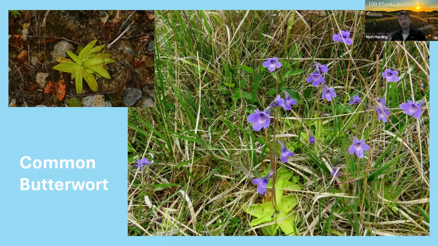It has a fascinating overwintering strategy. It actually overwinters as a loose bud. So if you find a strange sort of oval yellowish structure in a flush in the mountains and you're not sure what it is, in the wintertime it's probably a butterwort bud.